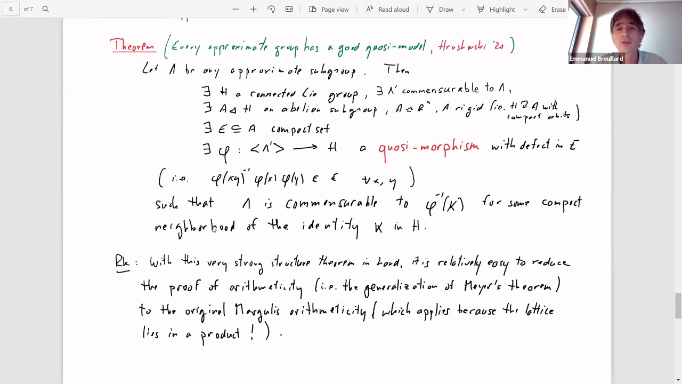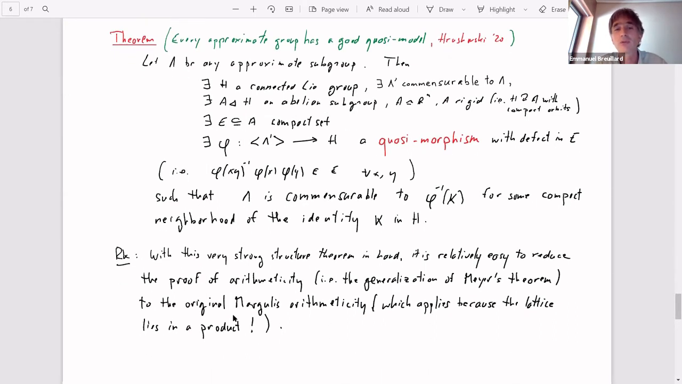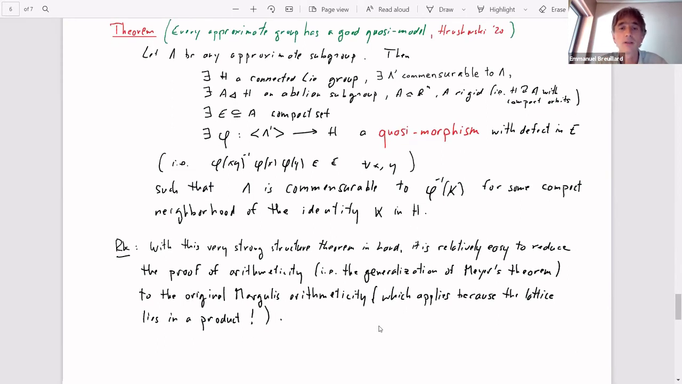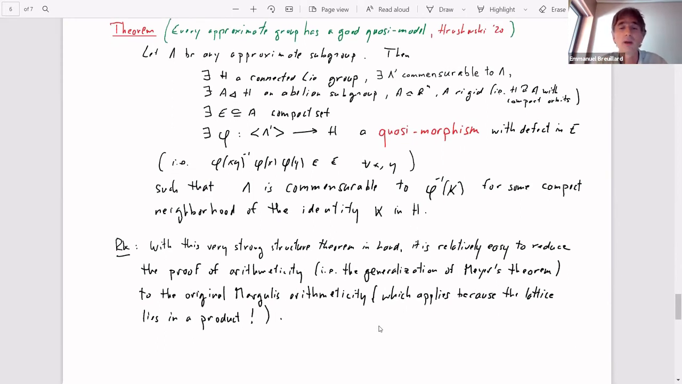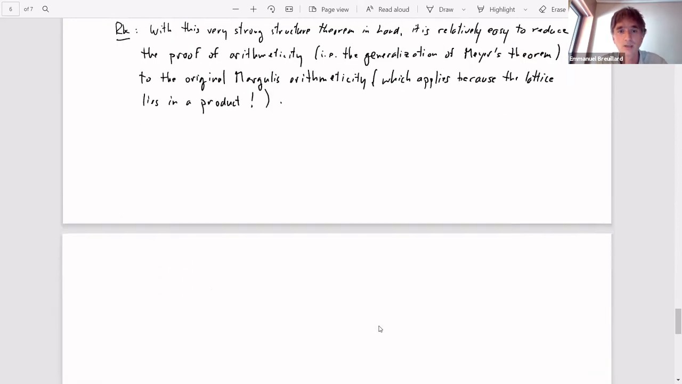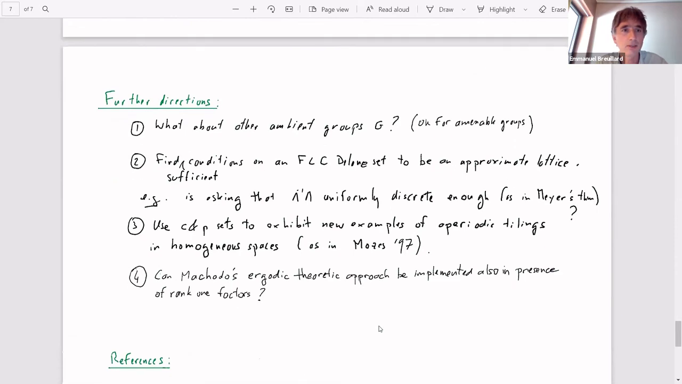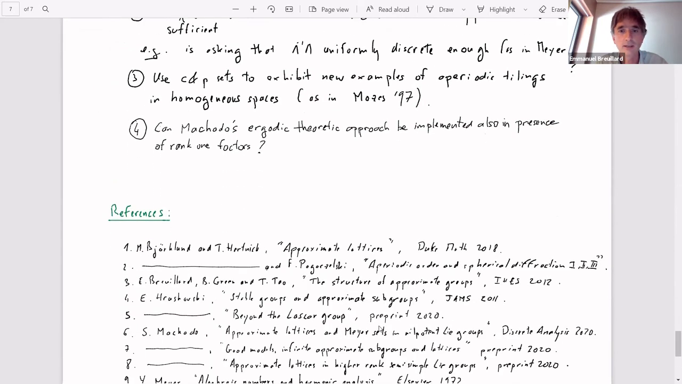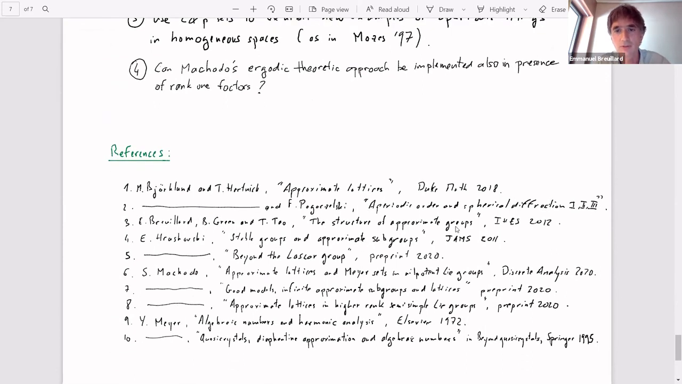So with this very strong theorem, he then is able to prove the arithmeticity, I mean, the converse to Meyer's theorem, that they are contained in cut-and-project sets. And then you can apply Margulis' theorem in its original form to deduce arithmeticity. So I should stop there, maybe mention a few further directions and a list of references for those interested in this topic. Thank you very much for your attention.